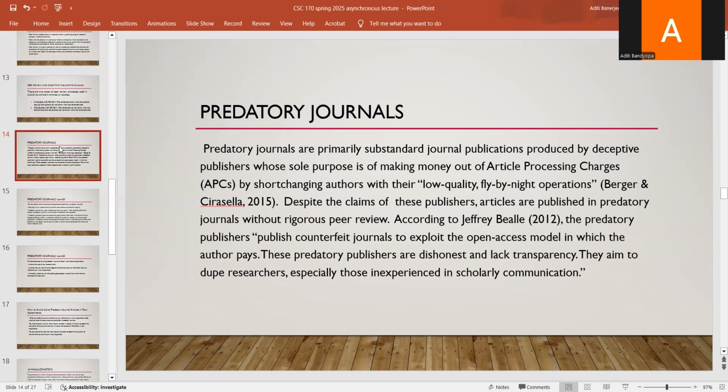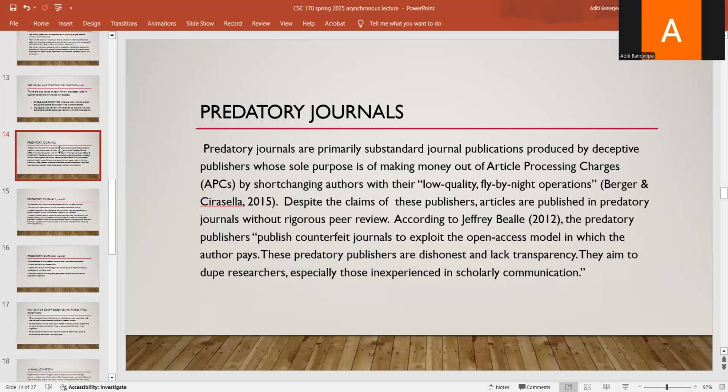Professor Jeffrey Beall, who was a librarian at the University of Colorado, Denver, coined the term predatory journals. According to Professor Beall, the predatory publishers are dishonest and they lack transparency. These publishers aim to dupe researchers, especially those who are new and inexperienced in scholarly communication.